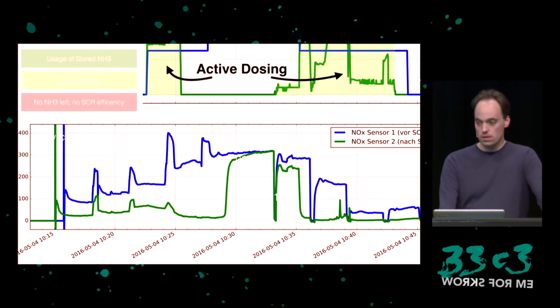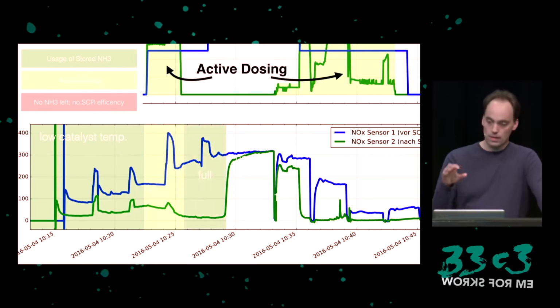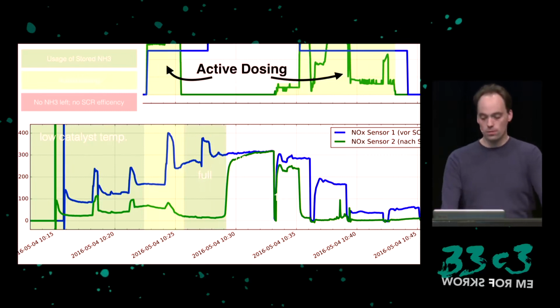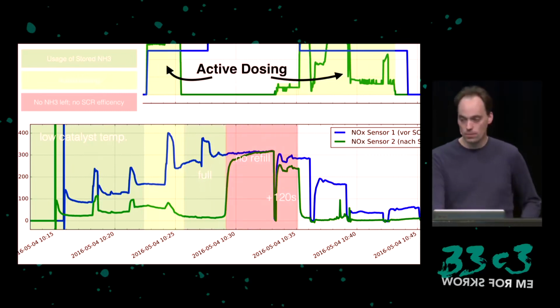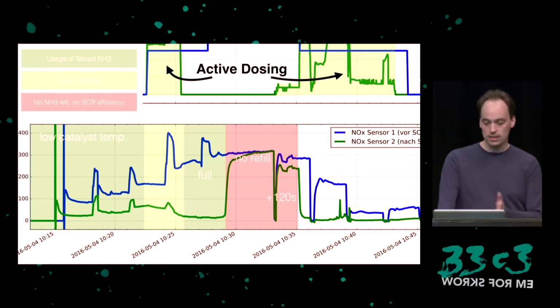Here we see this again. Here are the sequences of active dosing. Here we see where the catalyst temperature is too low for dosing. We see the regular operation. We see where it's still working because there's still ammonia stored, and then until we run out of ammonia, and no refill happens until exactly 120 seconds after going below 140 km/h.